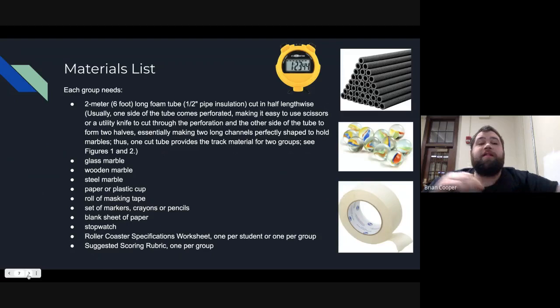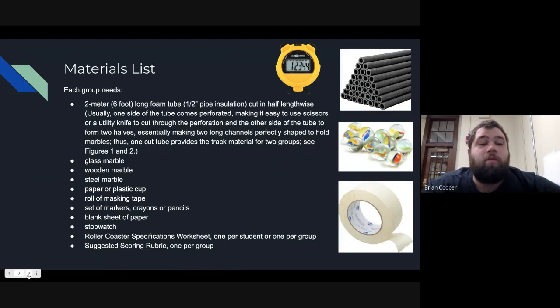So things that are going to be needed for this lesson: you're going to need pipe insulation, about 1/2 inch, and you're going to be cutting them in half lengthwise. Usually one side of the tube comes perforated, making it easy to use scissors or a utility knife to cut through the perforation and the other side of the tube to form 2 halves, essentially making 2 long channels perfectly shaped to hold marbles. Thus, one cut tube provides the track material for 2 groups.